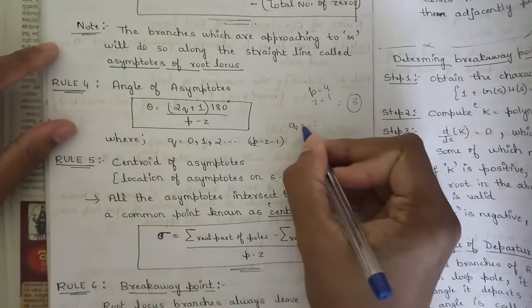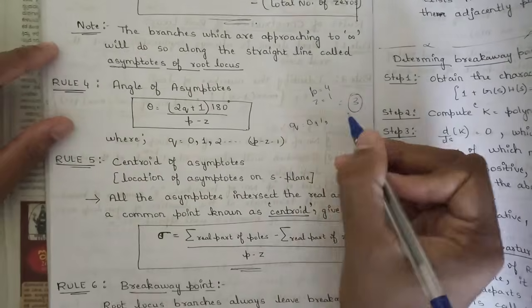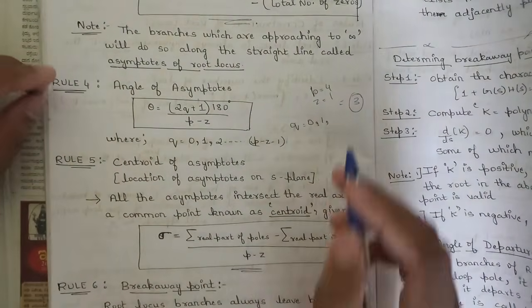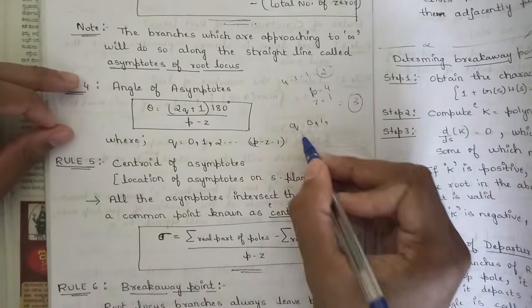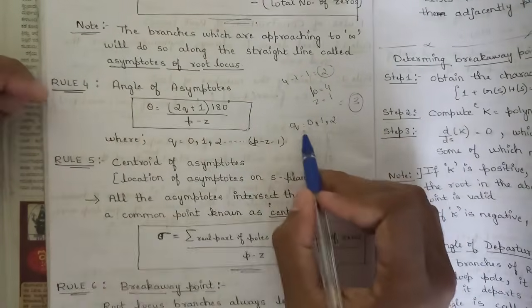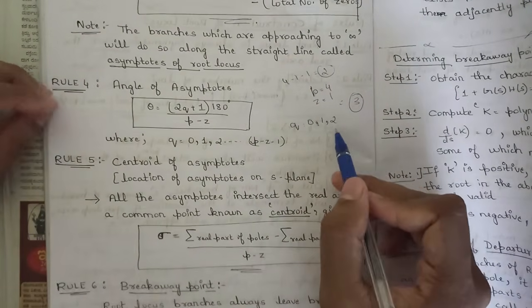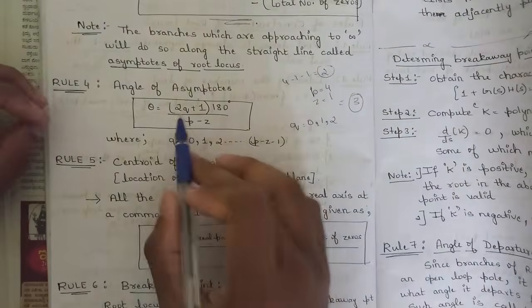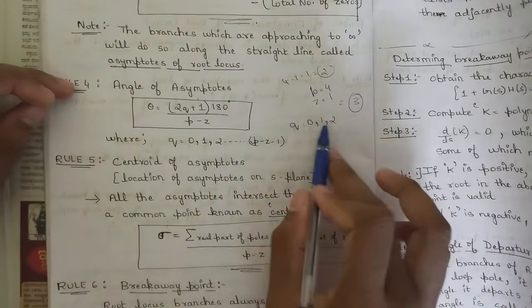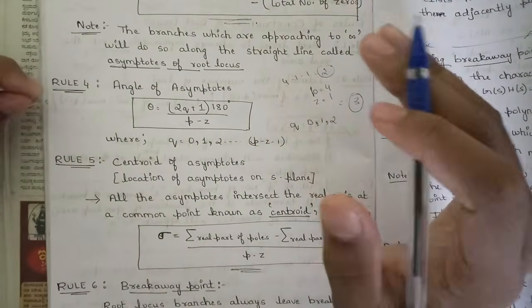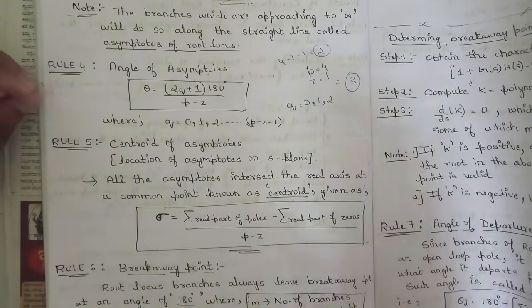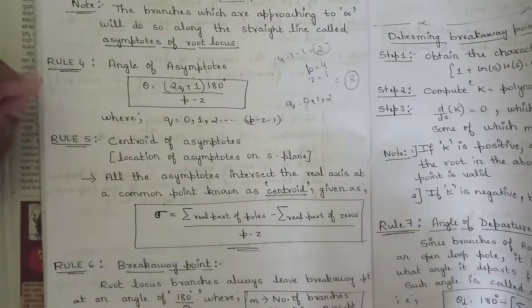So for that case, the value of q would range from 0, 1, up to p minus z minus 1, that is 4 minus 1 minus 1, which is equal to 2. So 0, 1, 2. If we have 3 different values of q, it is definitely from the logic that if we substitute the values of q as 0, 1, 2 one by one, we would be getting 3 angles of asymptotes. Our goal is that however many asymptotes there are, that many angles of asymptotes we need to calculate. Okay, so this is all about the angle of asymptotes, which we would be seeing while we draw the graph.